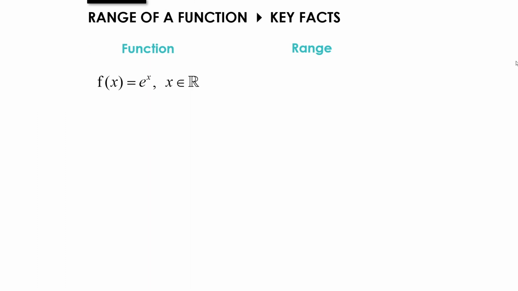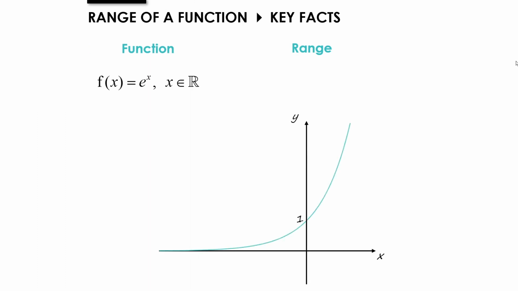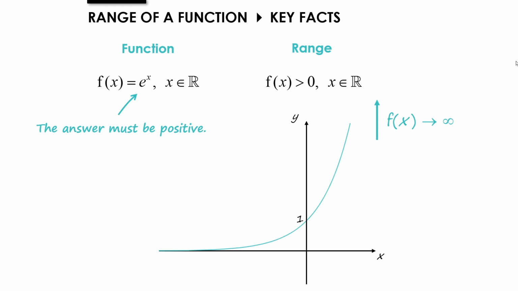Next up, we've got f of x equals e to the x. Again, we'll sketch the graph. Notice that the graph doesn't exist for negative values of y, and it also doesn't ever cross the axis, so it never reaches 0. As the values of x increase, the values of f of x increase as well, they go off to infinity. So as the output values have to strictly be positive, the range of the function is f of x is strictly bigger than 0.